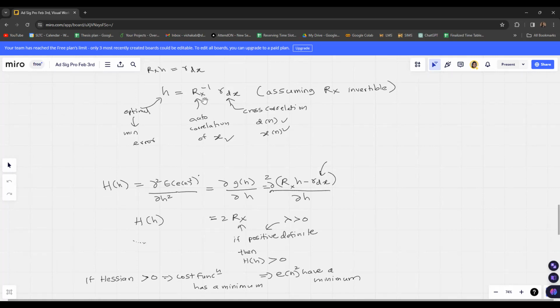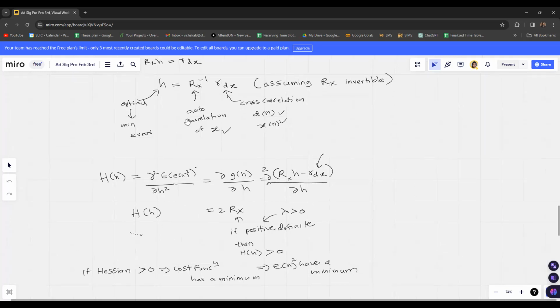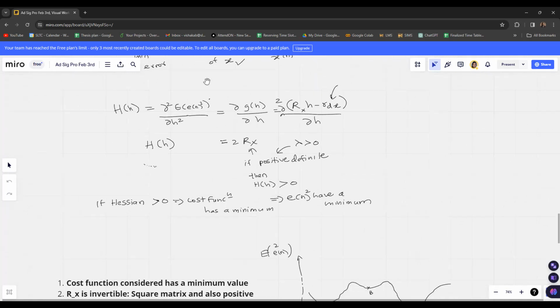So once we find these Rx values and the RDX values, we can plug in these vectors and matrices, and we can find the filter coefficients. That filter coefficient will be taken as the optimal one. However, if we consider changes in the environment, then we need to update these two matrices and again find the H value. So that is what we are trying to achieve.